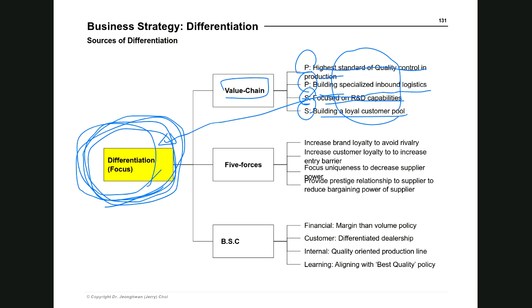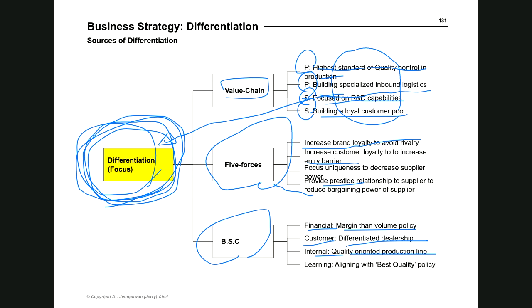Tool is tool. You can use any kinds of tools. And with 5 forces, increase the brand loyalty to avoid the rivalry. You can use that. Balanced scorecard, financially, the margin, then the volume policy. Okay, so relatively smaller margin, but however, we want to maximize the margin. Customer, differentiated dealership, and internally, a quality-oriented production line, then quantity.